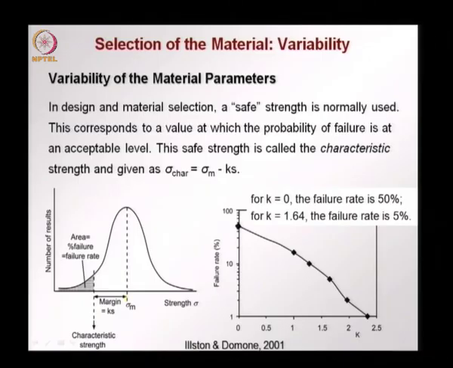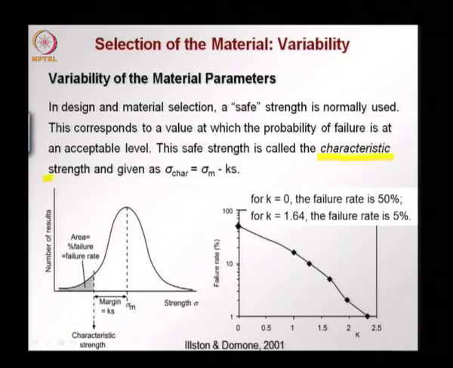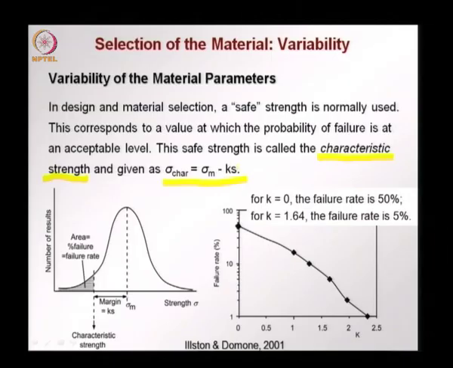So, this corresponds to a value of strength at which the probability of failure is acceptable. Note that we are not saying that the probability of failure is 0, we are saying that the probability of failure is acceptable, and this corresponding value is called the characteristic strength. And this is given by this equation. Sigma characteristic, or the characteristic strength, is equal to the mean strength minus K, which is a factor that represents risk, multiplied by the standard deviation.